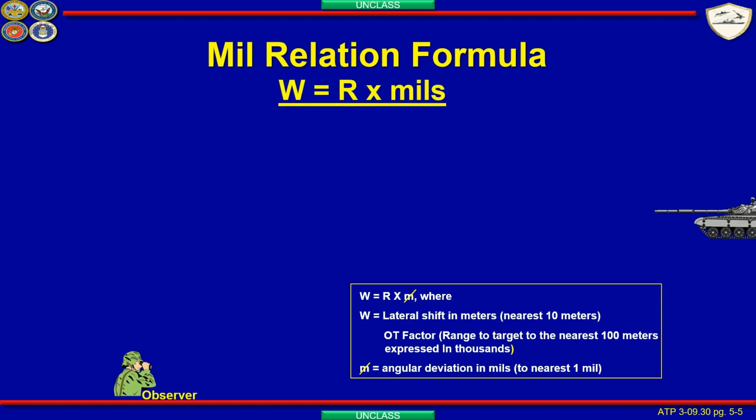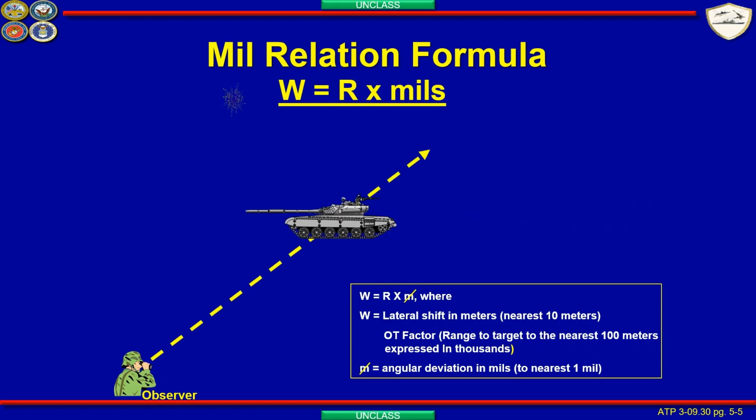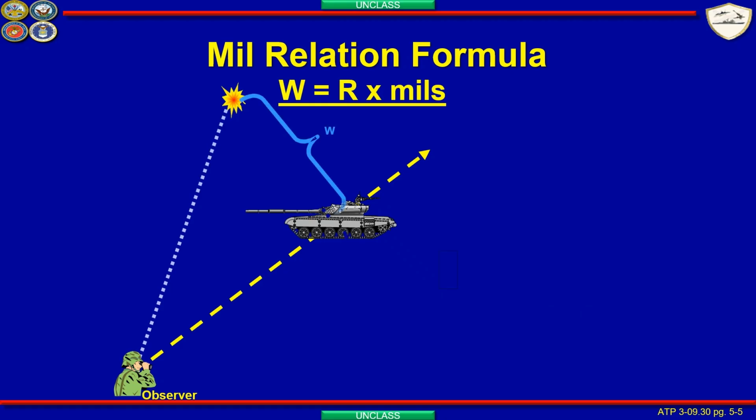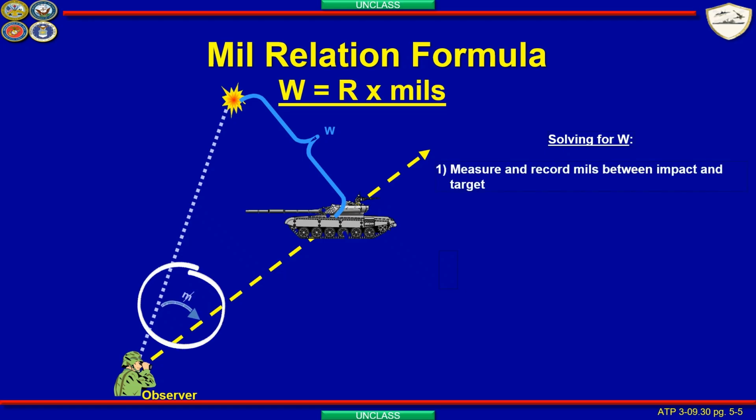As the target comes into view, the observer locates it and sends a call for fire. The round lands away from the target, so the observer must correct and request additional rounds. To calculate W, the number of physical meters the round must move, the observer uses the reticle pattern to determine and record the number of mils between the round and the target.